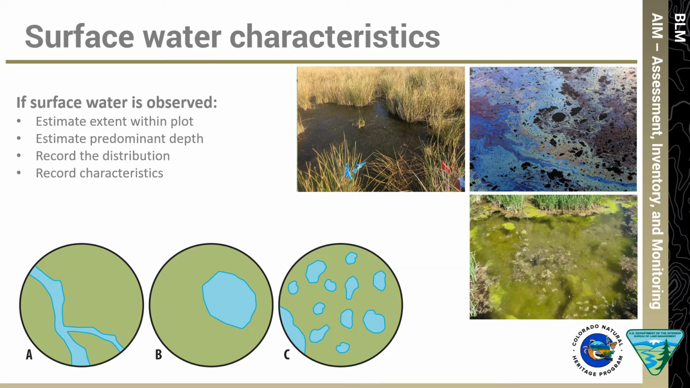In addition, observe and record several characteristics of the surface water, including characteristics of the water surface, such as oily sheens or algal blooms, the smell of the water, and the substrate below the surface water body. Further guidance on these characteristics can be found in section 5.3 of the Riparian and Wetland Aim Protocol.